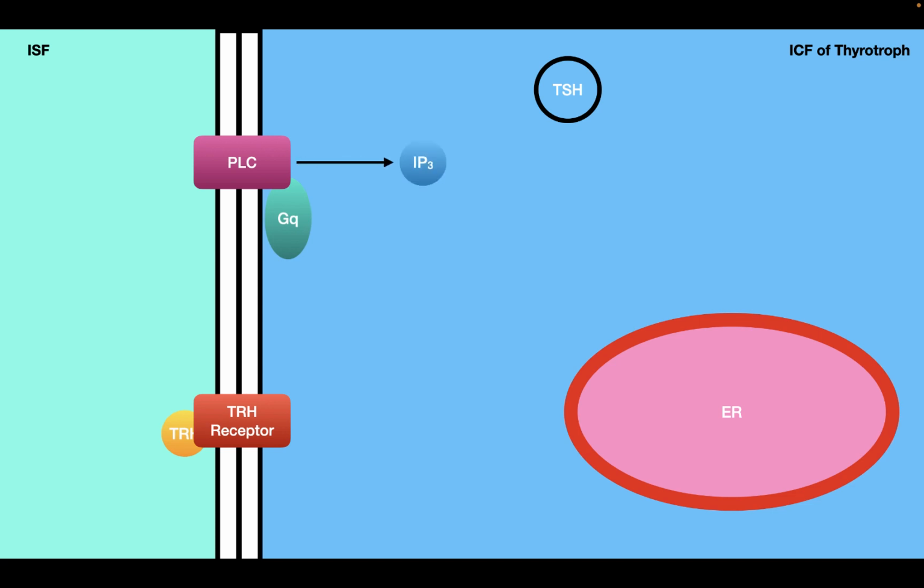IP3 enters into the cytosol, and it moves through the cytosol to the endoplasmic reticulum, which we see right here. So the endoplasmic reticulum has a receptor called the IP3 receptor. So IP3 binds to these receptors, which causes them to open, which allows calcium to flow from the inside of the endoplasmic reticulum into the cytosol. So the levels of calcium increase inside the cell.